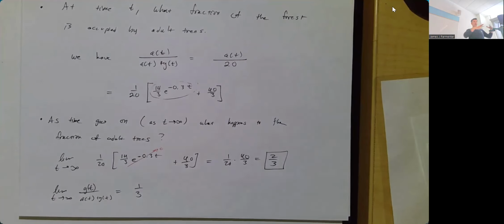So if you figure out what's going on for one of the things, like the adult trees here, you automatically know what's going on for the other thing, the gap, by just subtracting the adult trees from the total. So you can make your life easier and not have to do all the solving all the time. Okay.